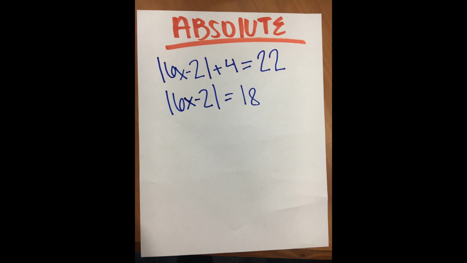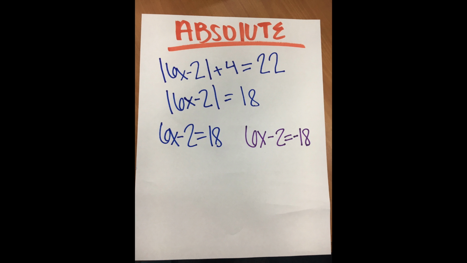Now, because this is absolute value, what is inside those brackets could have been negative. So to represent both possibilities, you must make two different equations, one that has a positive answer and one that has a negative. You will be left with 6x minus 2 equals 18 and another equation that is 6x minus 2 equals negative 18. After that, like any other equation, you have to add 2 to both sides.